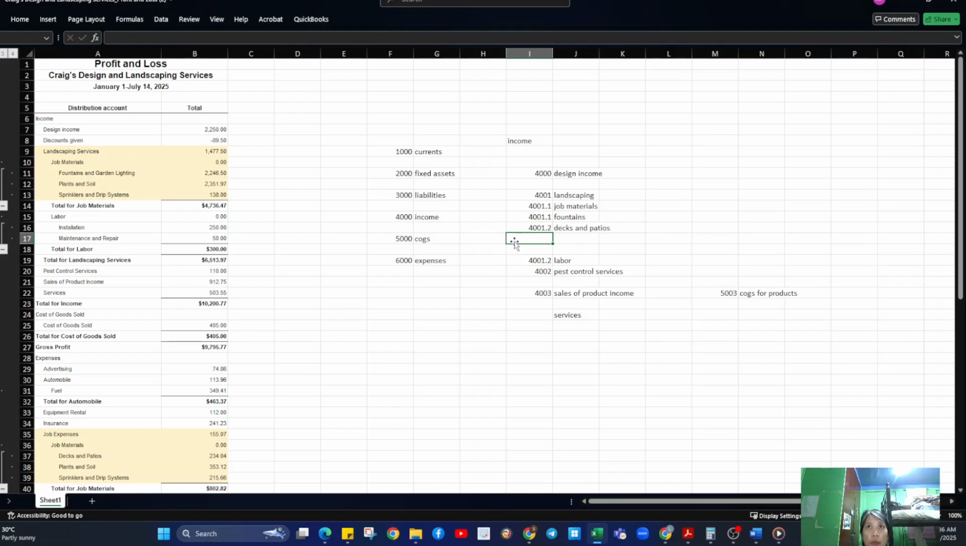401.2, okay, 401.3, 401. Or is my numbering correct? This is job materials. This should be 401.1, 401.1.1, like that, 1.2 there, because that would fall under.